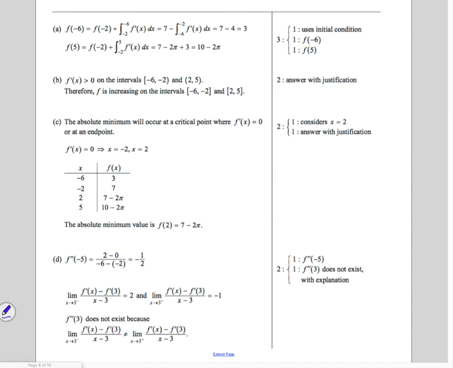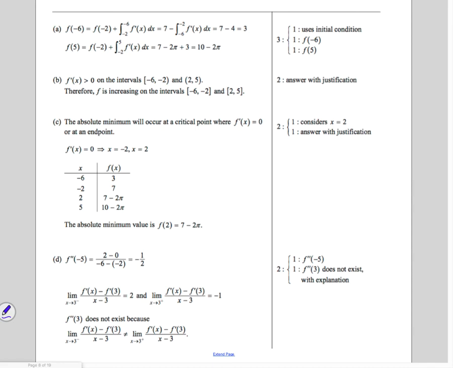So we said f prime was greater than 0 on the intervals, therefore f is increasing on those intervals. C, we got 1 point for considering that x is equal to 2 as a possibility, and then 1 point for the answer with justification. And then part D, we got 1 point for finding f double prime of -5, 1 point for explaining why f double prime of 3 does not exist.